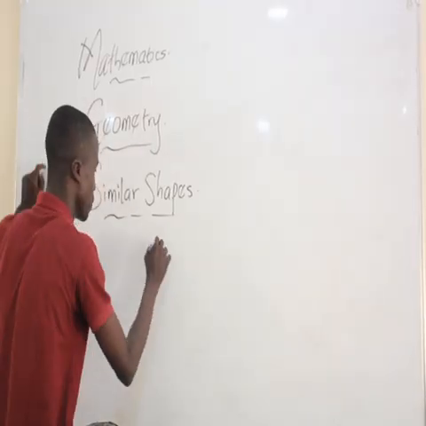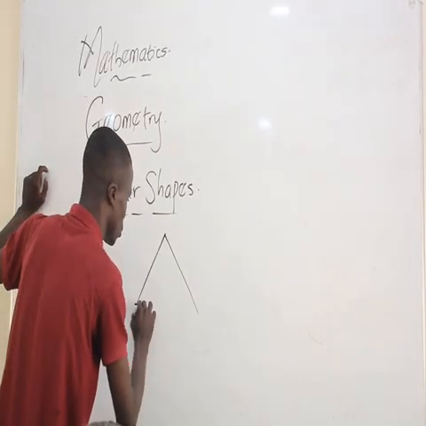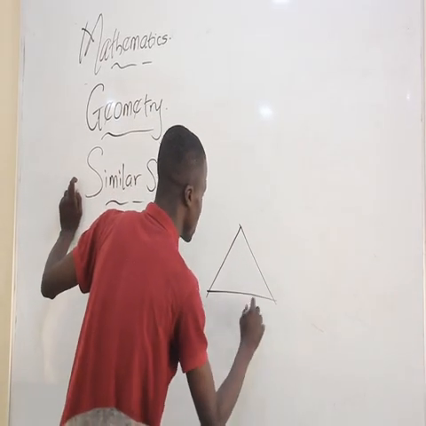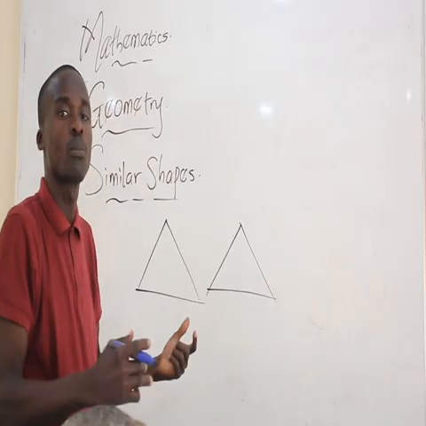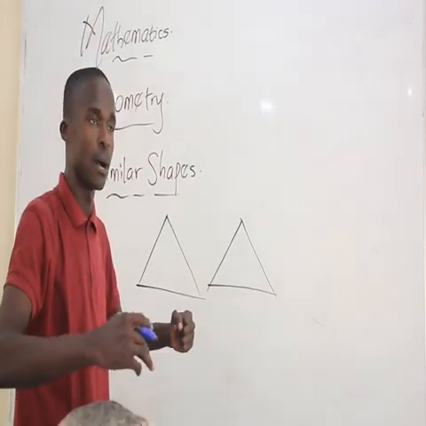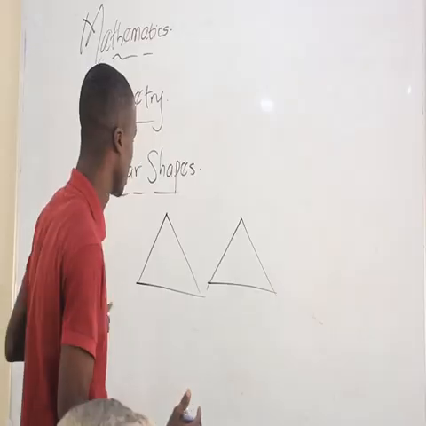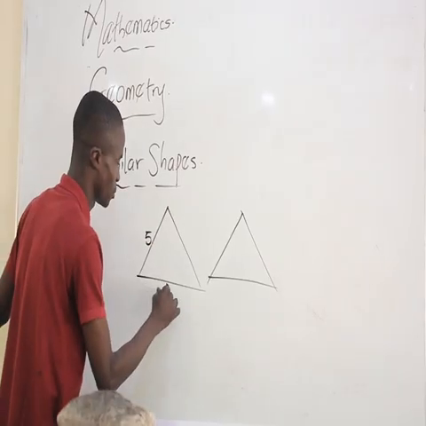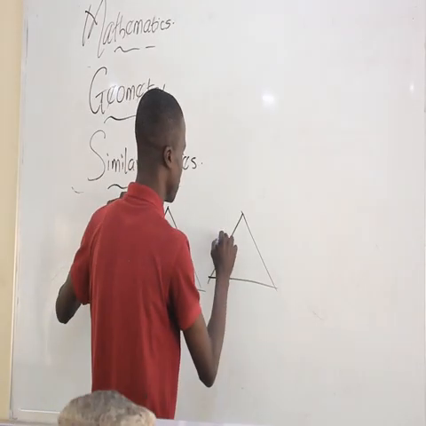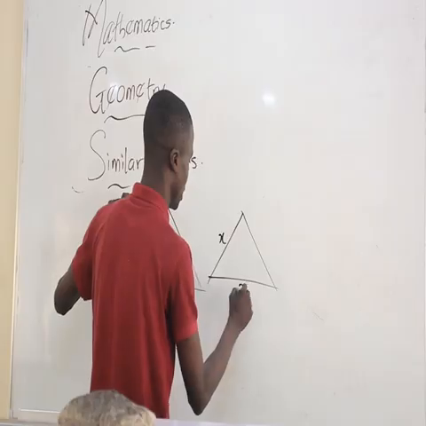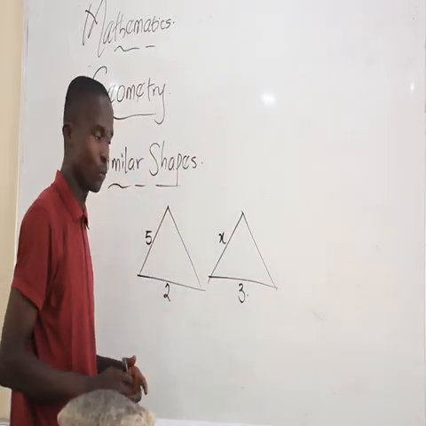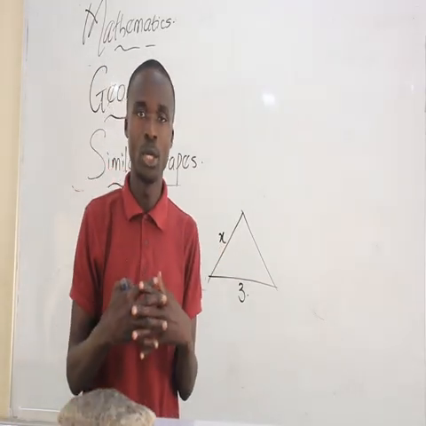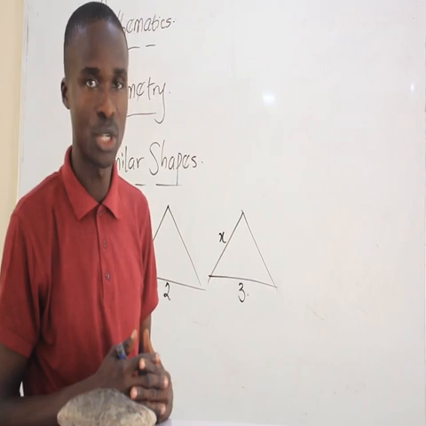Now, having something like this, two shapes like this, they might not be of the same size. It's not compulsory they are of the same capacity. So if you have shapes like this, you have 5 here, you have 2 here, and you have x here, you have 3 here. For you to obtain what is here, you have to compare. You have to make comparison of this shape.